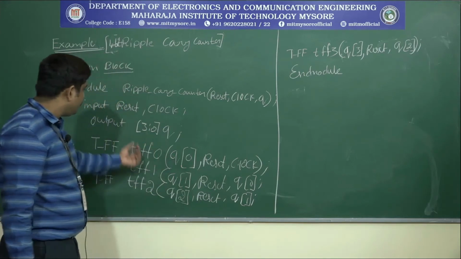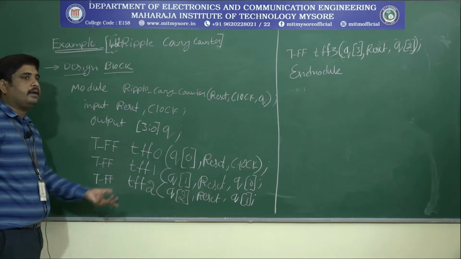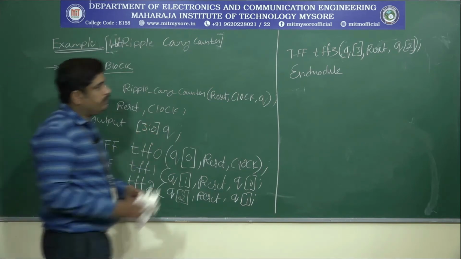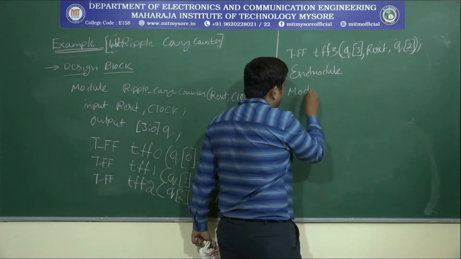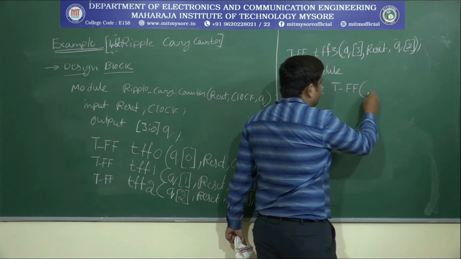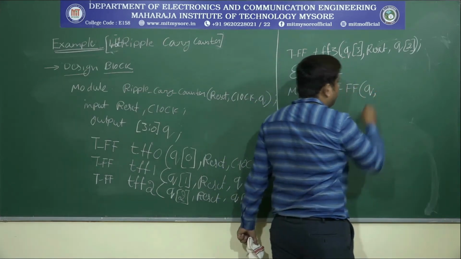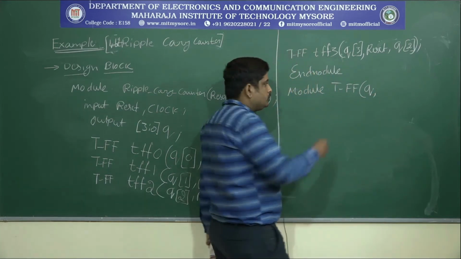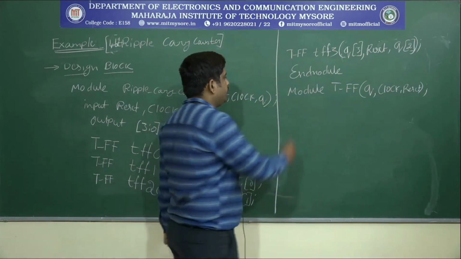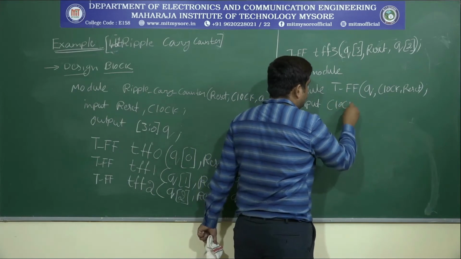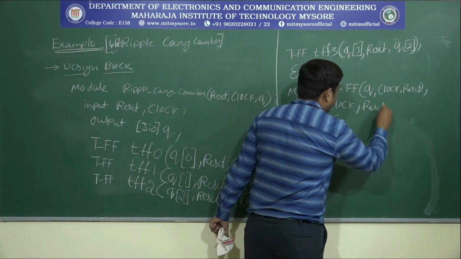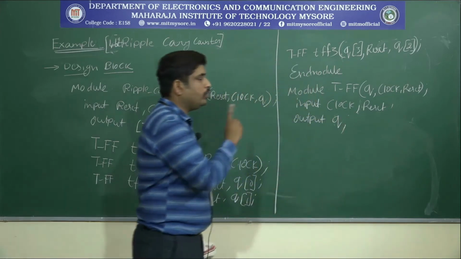Then, once you declare all 4 instances, we have to write the internals, that is, the code for the T flip-flop, because this is a 4-bit ripple carry counter. So we have to write the T flip-flop module. We know the name of the module, so it should be the same: T_FF. Q is the output, as we already discussed with respect to the block diagram, and clock and reset are the inputs. Input clock and reset, output Q. It's only for the T flip-flop.